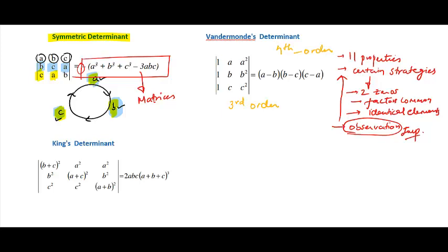square. So every row becomes a GP kind of a thing, a geometric progression, 1 a a square, 1 b b square, 1 c c square, and its value is (a minus b)(b minus c)(c minus a). So make sure that every term is positive once, and once it is negative. b यहाँ पे negative है, यहाँ positive है, c यहाँ negative है, यहाँ positive है. So you have to ensure that every term is once positive and once negative, right? So this is the value of the Vandermonde's determinant.